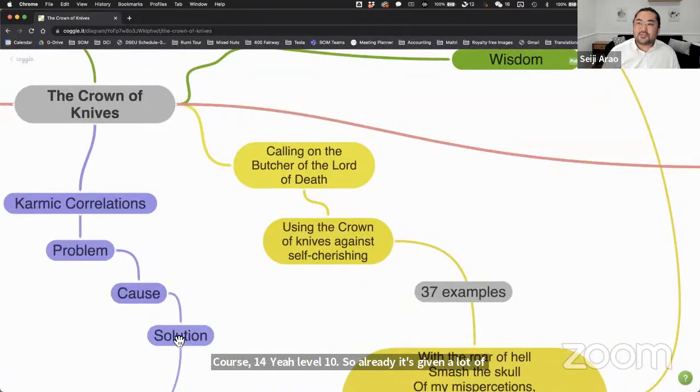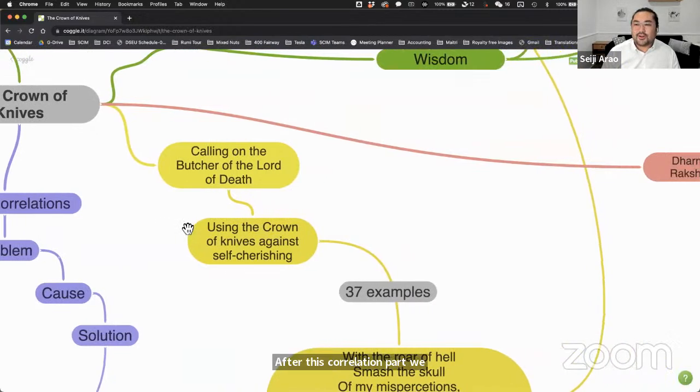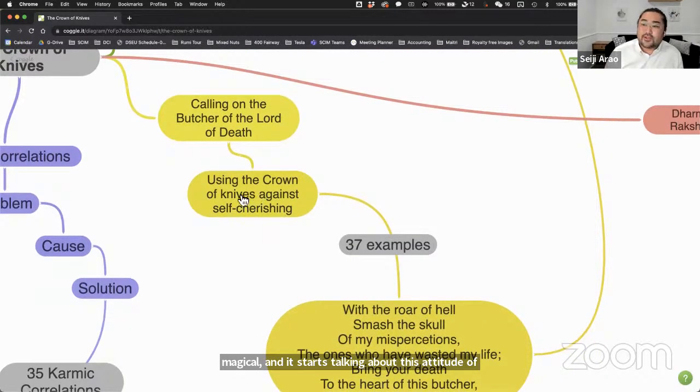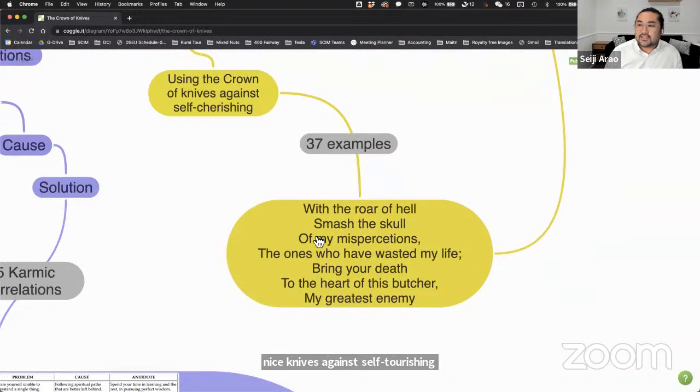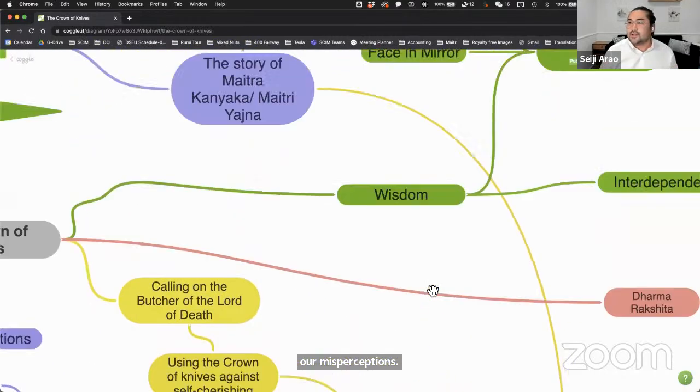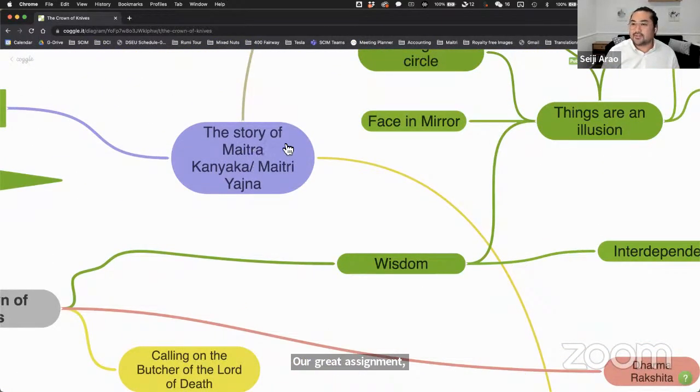After this correlation part, we went a little bit more magical. It starts talking about the attitude of the butcher of the Lord of Death, who uses the crown of knives against self-cherishing. There are 37 examples of how we can use this with a greater motivation to smash the skull of our misperceptions, our greatest enemy, which connects back to the story.